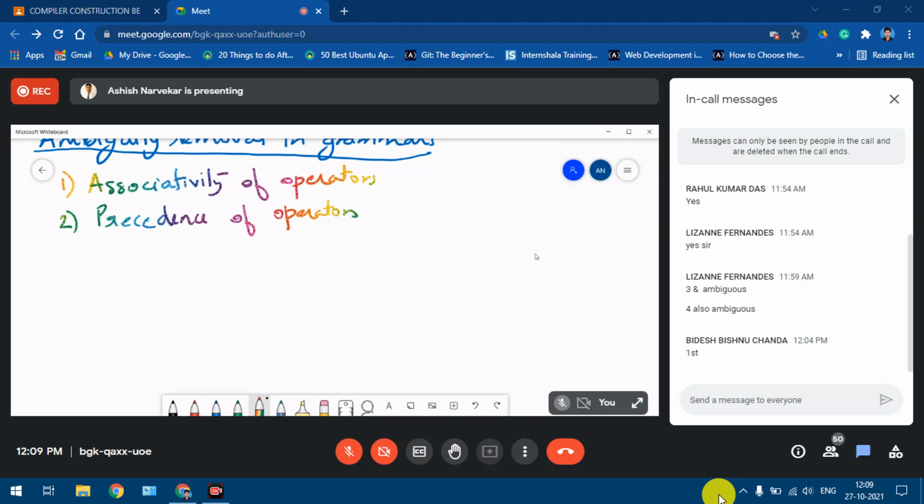Okay, so let's start. We'll take a very basic example initially. Let's consider the first point, associativity. I think all of us know that associativity can be either left or right. Let's consider initially only left associativity, so we'll consider left associative operators.